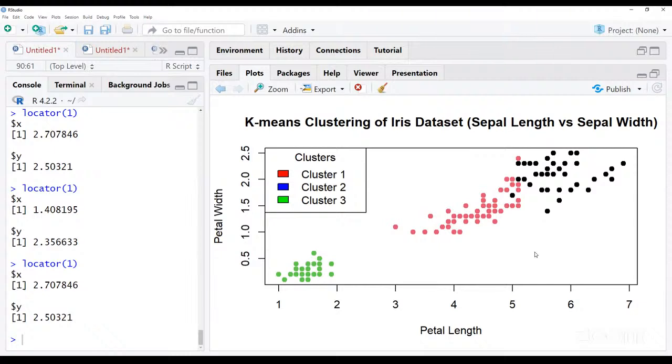Now this 1.40, 1.41, which is that data? So this one is this light one, 1.4. Acha, onion color. 1.4 on the x-axis, and 2.35.